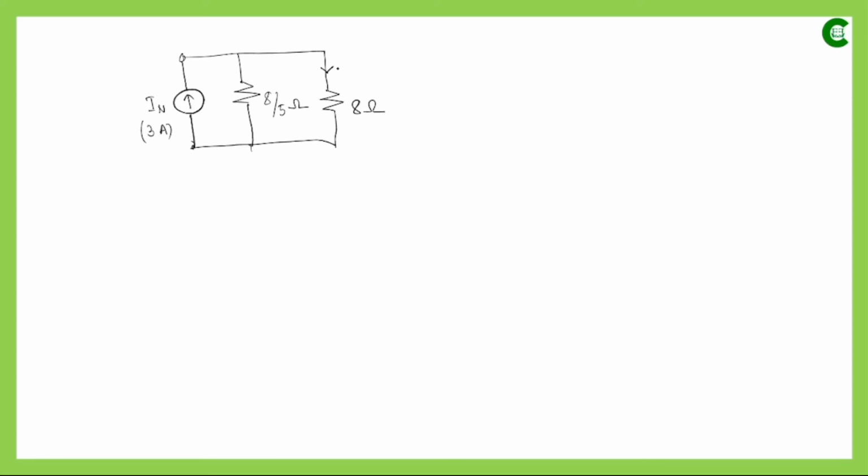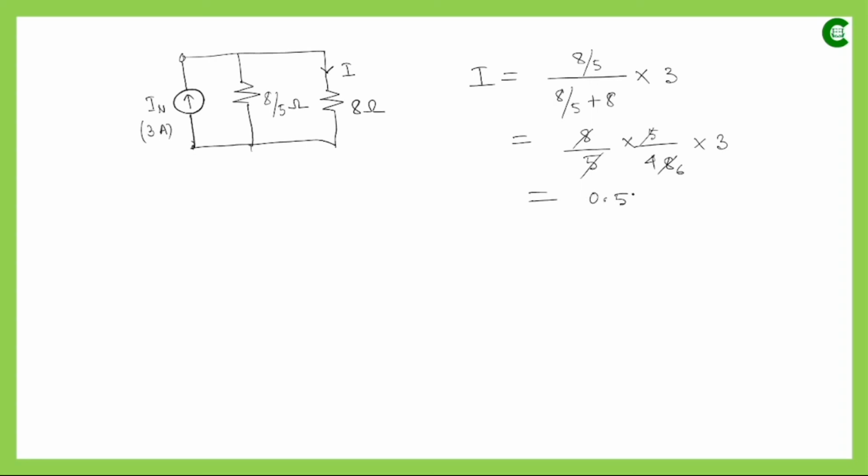So first we have to find out the current value through this 8 ohm resistor, and that current value will be 8 by 5, the opposite resistance, divided by the summation of these two values, then multiplied by IN, which is 3. So if we further simplify, then it will be 8 by 5 and here 5, and then it will be 48 and multiplied by 3. So it will be 6 and finally it will be 0.5 ampere.